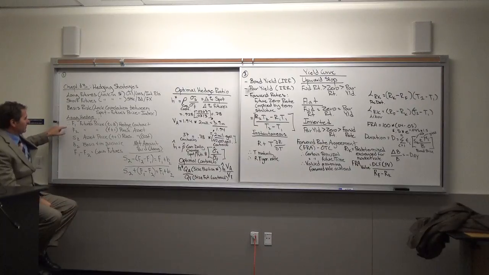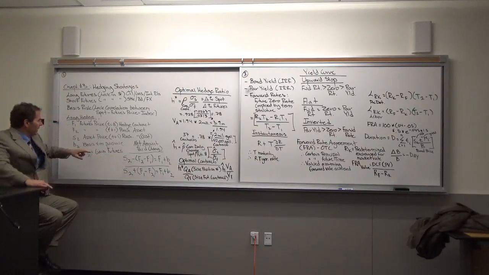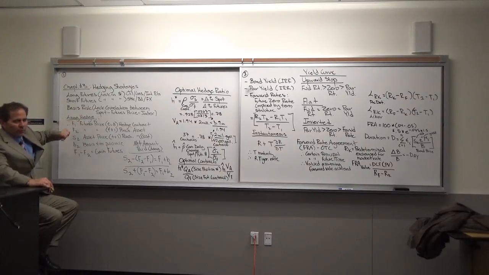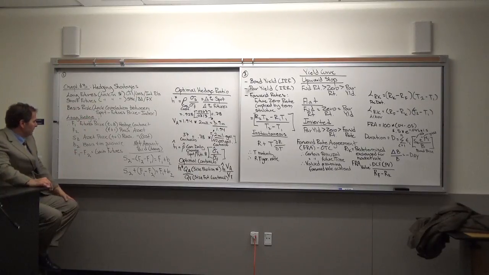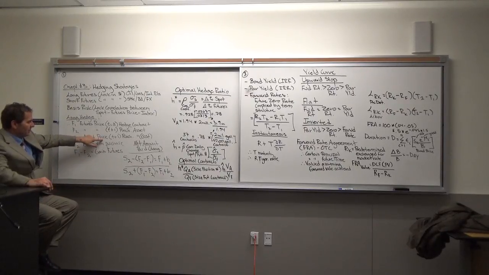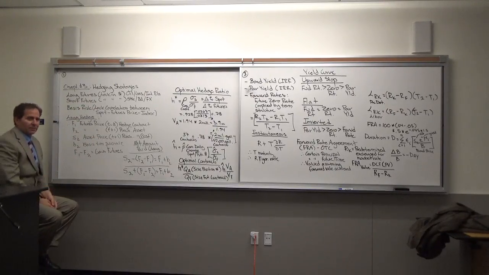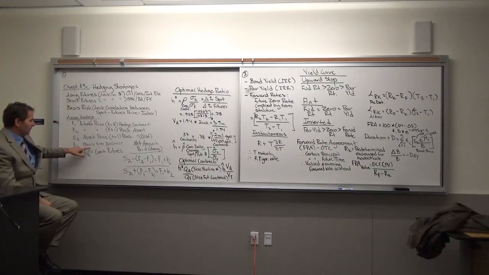So the long hedge: F1 is the futures price today when you enter the contract. F2 is the futures price next period when you anticipate purchasing the asset. S2 is the asset price at which you're going to purchase the asset in the next period. B2 is the basis at the time in which you're going to purchase it. And F2 minus F1 is the gain on the futures contracts.